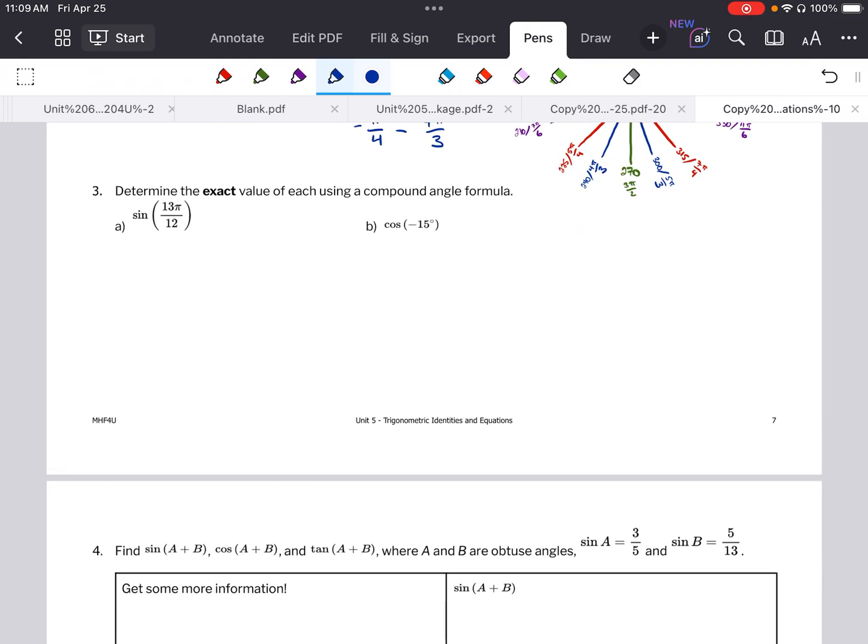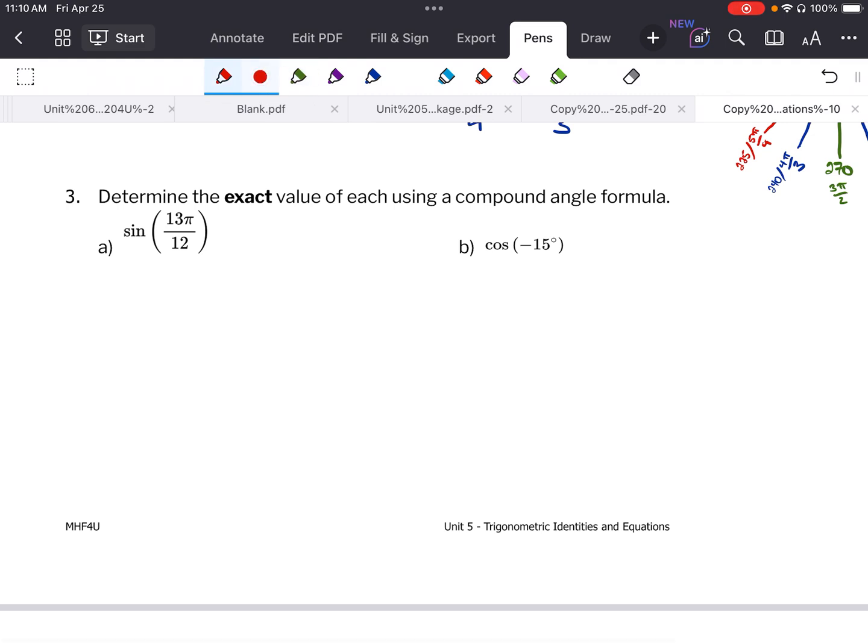Okay, great. Number 3, determine the exact value of each using a compound angle formula. All right, so now we're going to split the angle that we're given up here into two special angles, and then we're going to use the formulas. Okay, so 13 pi over 12. So you'd work through it again. When you're working with 12, you're probably going to be using denominators of 6, denominators of 3. Actually, you can use any of them, but a lot of times it's going to be the denominators of 4 and 3.